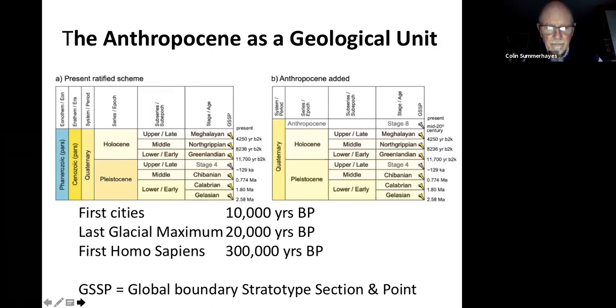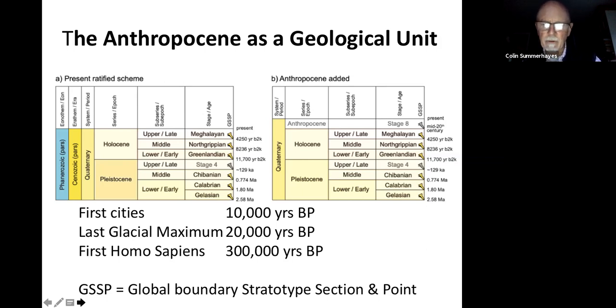2000. So on the right-hand side is what we want to do. We want to add an additional stage. This would be an epoch stage, the Anthropocene, bringing the Holocene to an end. And the date that we are discussing for this, as you see on the right-hand side, is the mid-20th century. And I'll explain why that is as we go along.